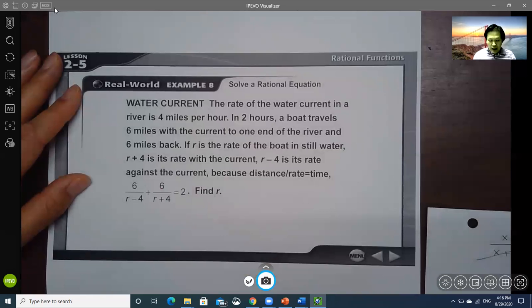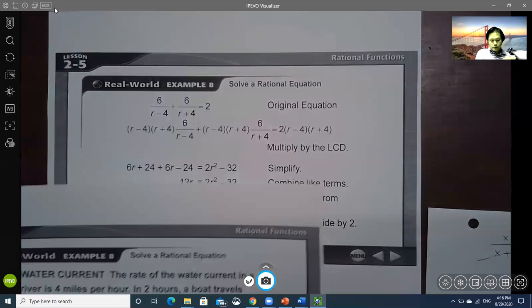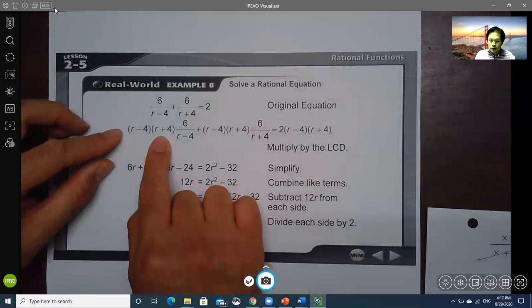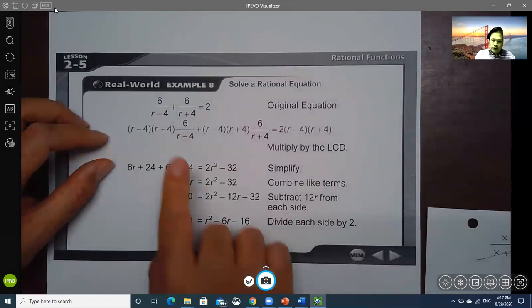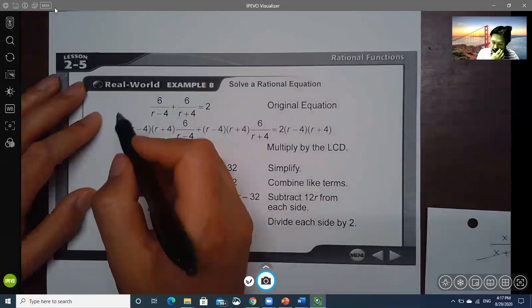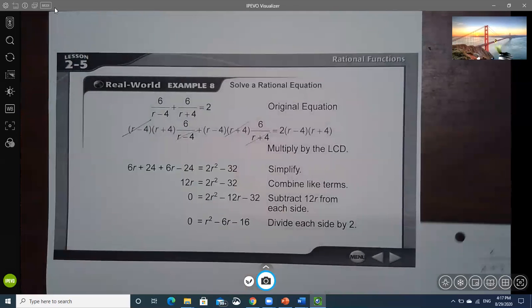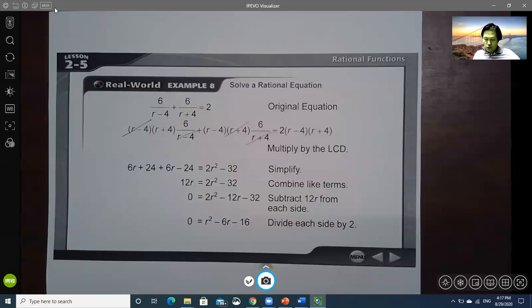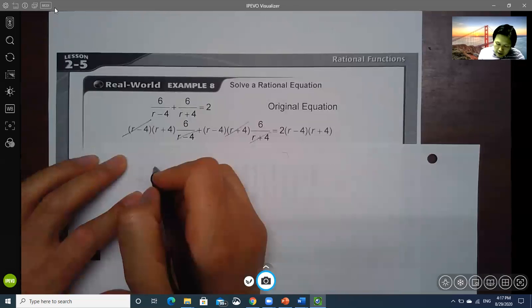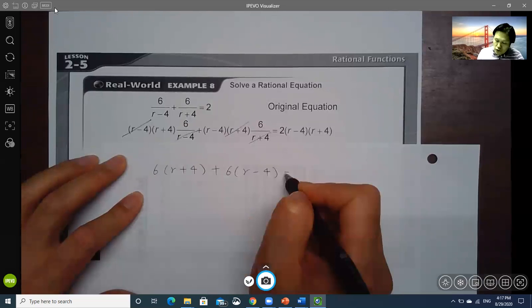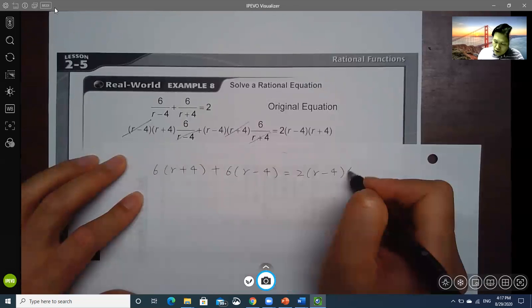So you need to multiply everything by the least common multiple of the denominators, which is r minus 4, r plus 4. So right here, you have to multiply by r minus 4, r plus 4. Here, here, here. Multiplying by the least common multiple everywhere. Then what? r minus 4 cancels out. r plus 4 cancels out. So from there, you can rewrite that as 6 times r plus 4 plus 6 times r minus 4 equal to 2 times r minus 4, r plus 4.